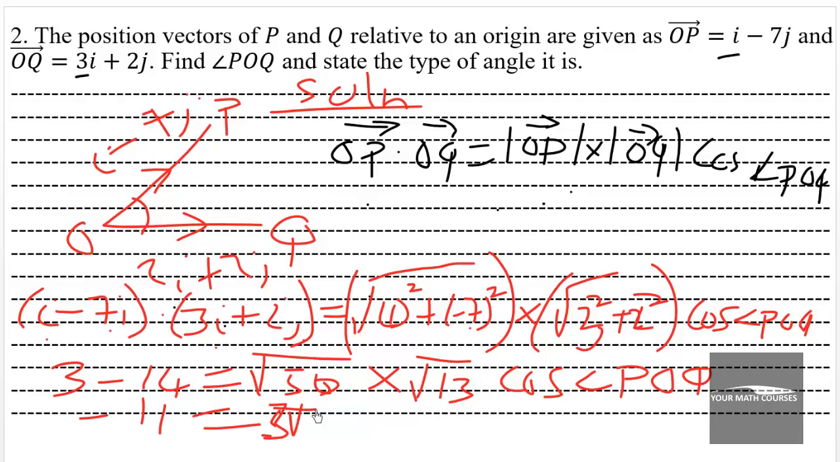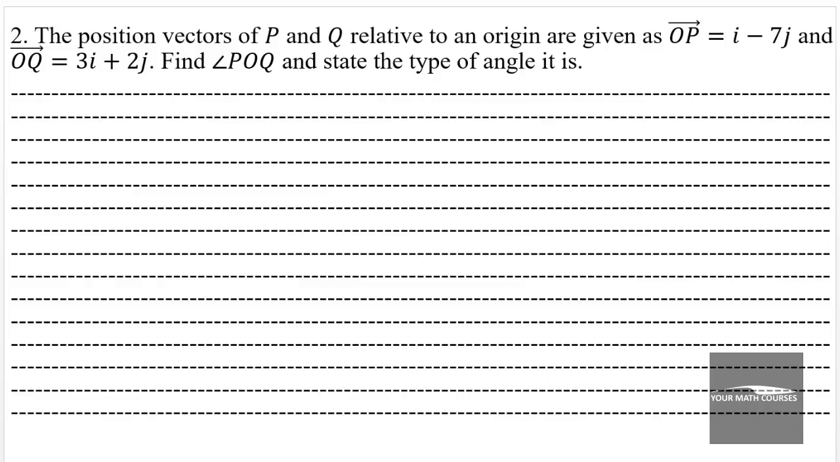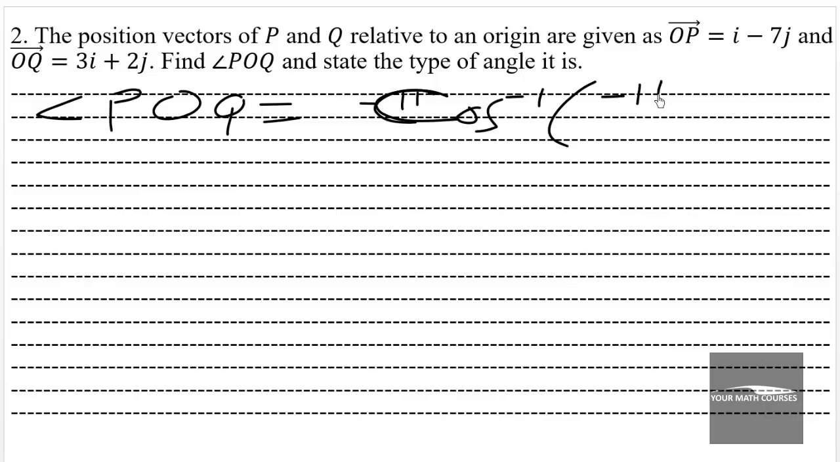Remember that root 50 is 5 root 2, then root 2 times root 13 will give us 5 root 26. So we have 5 root 26 here. Cosine of the angle POQ, so the angle POQ will be equal to cos inverse of negative 11 over 5 root 26.